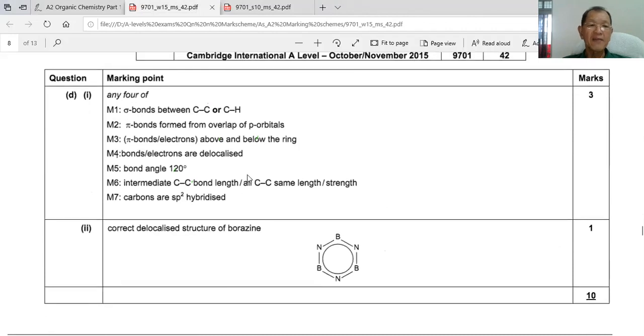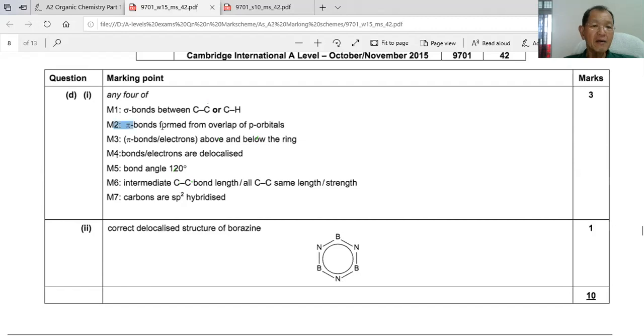Now there are all the points here. Any 4 points get 3 marks. First of all, of course, there is a sigma bond between the carbons, which means there are 6 sigma bonds between carbon, single bonds, right? There's 6 of them, 1 mark.